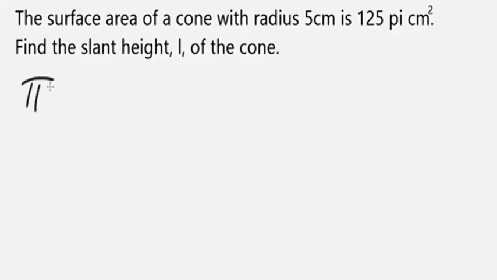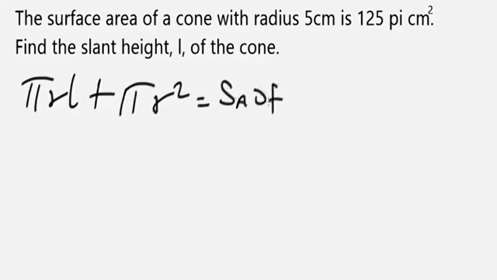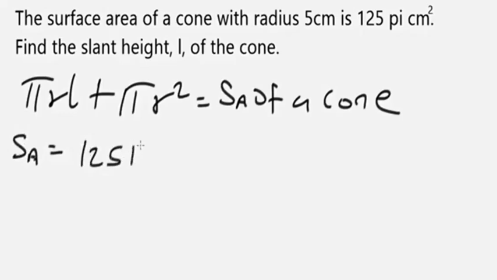So this is the formula we apply: pi r L plus pi r square equals the surface area of a cone. Alright, so feel free to pause this video and apply this formula and see what you're going to get. Okay, let's do it together now. This question is very simple. Now we have the surface area SA of a cone to be 125 pi cm square, and we have the radius to be 5 cm, and we're looking for the length.